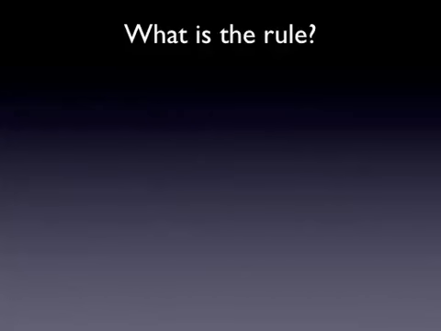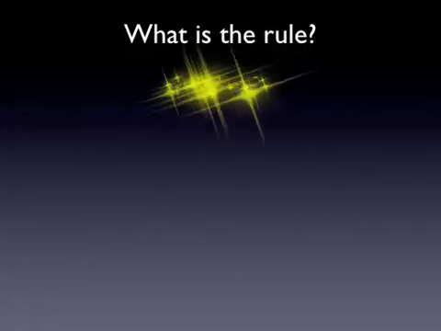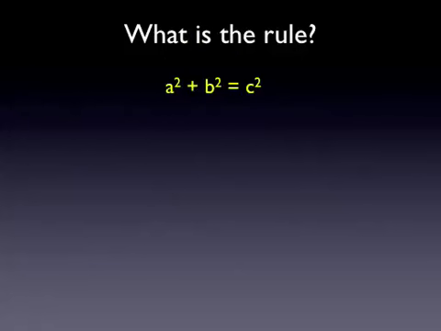Okay, what is the rule? So this really is Pythagoras' theorem now. We know that it's for right-angled triangles. We know that it's A, B, and C is the longest side. That's how we label it. But here is the rule. A squared plus B squared equals C squared. That rule you're going to need to remember.